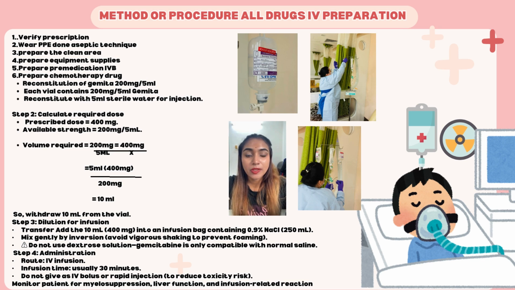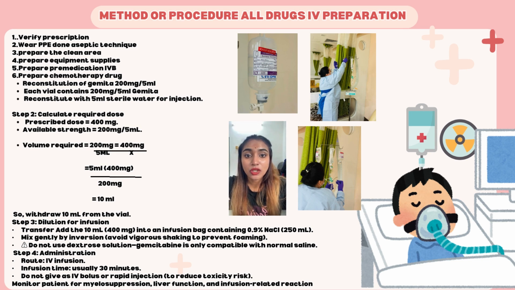for gemcitabine, the available strength is 200 mg per 5 ml. The prescribed dose here is 400 mg. So we calculate 200 mg equals 5 ml. Therefore, 400 mg equals 10 ml. That means we will need to withdraw 10 ml from the vial. Reconstitution is done with 5 ml sterile water for injection per 200 mg vial.